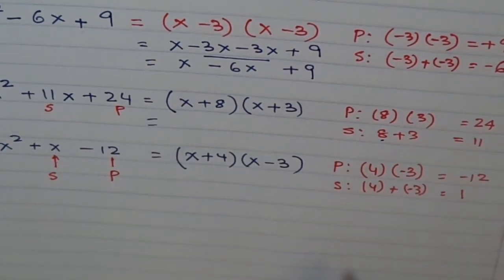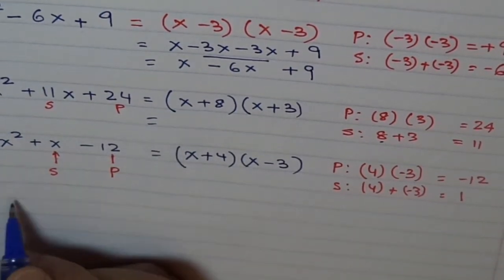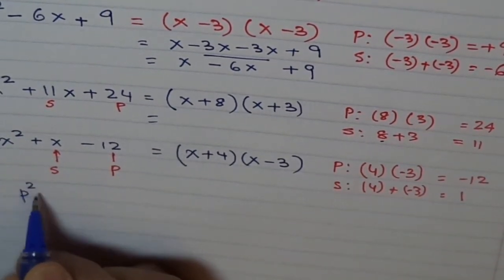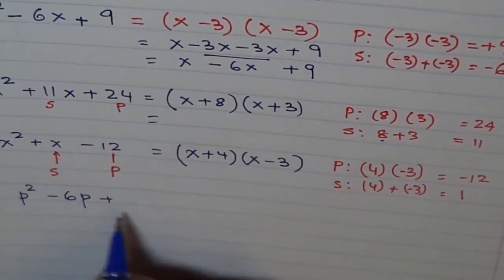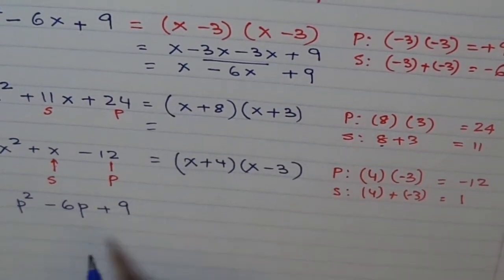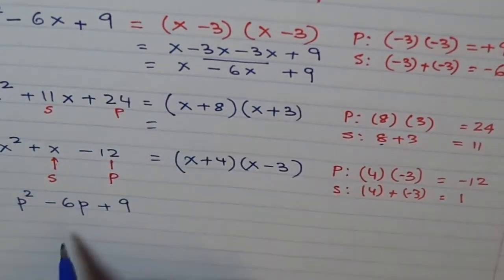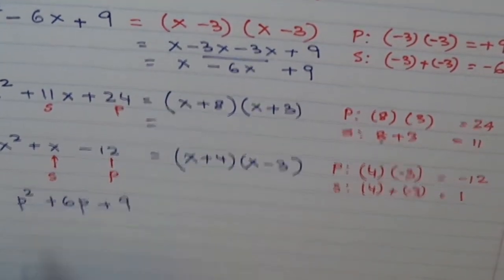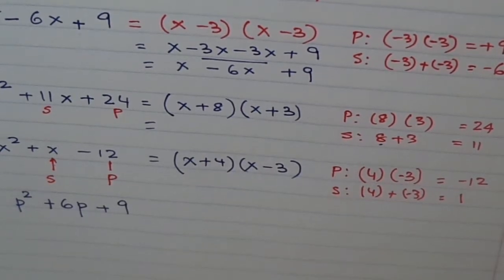It is not necessary that we always write x for the variable. Variable could be any letter. Let's say p squared minus 6p plus 9. Now this kind of problem we did take before. So the only variation is this. Let me change this to plus 6. Will it matter? It may not much.